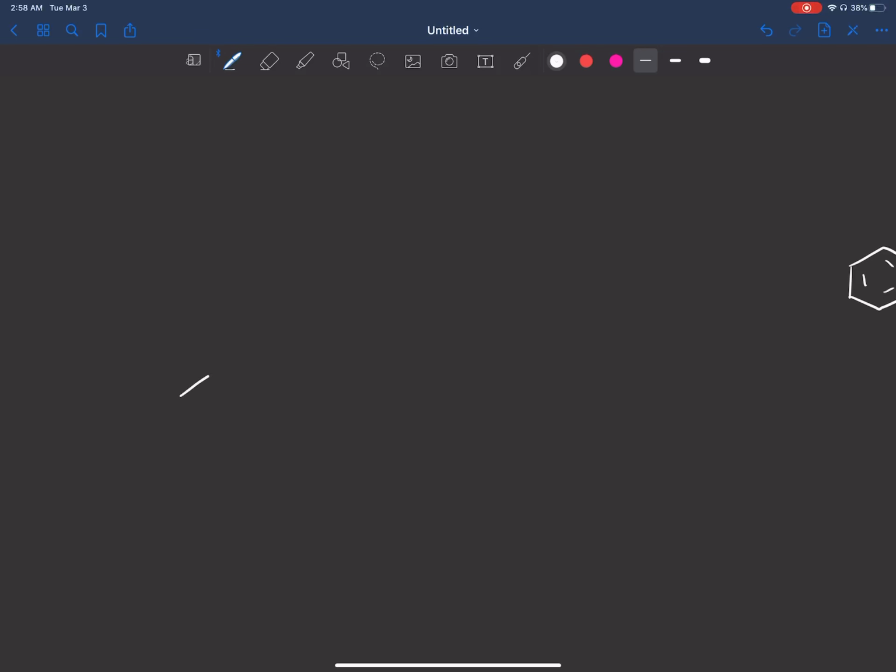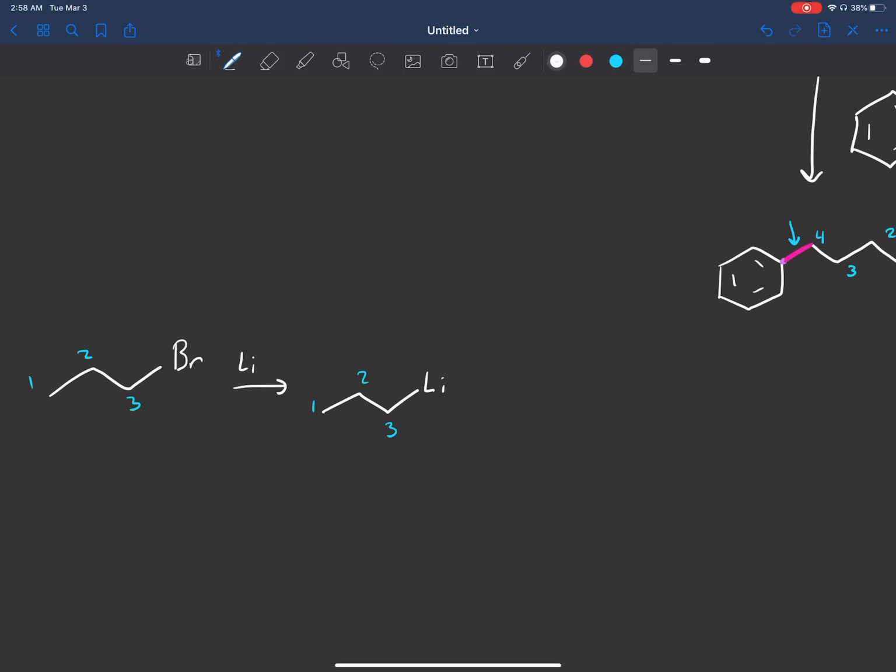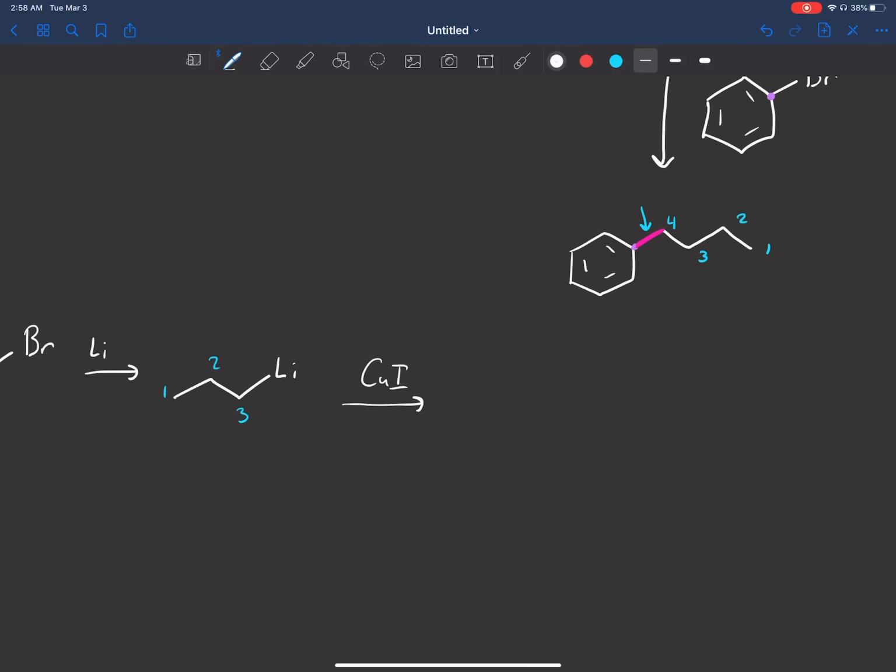So now let's have this compound. All right, I've got to form my organolithium. So put the lithium on, and again, always number your carbons. 1, 2, 3. 1, 2, 3. So now we reacted with CuI, and we're going to get this compound.